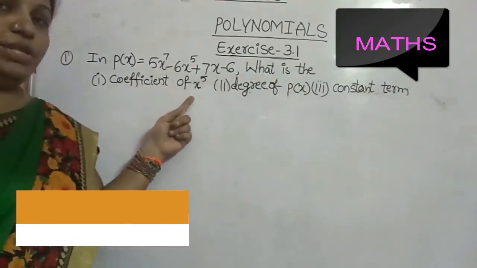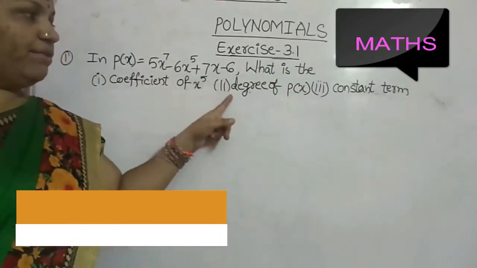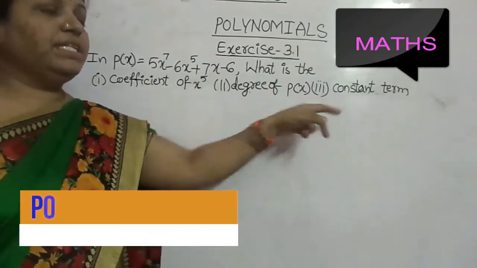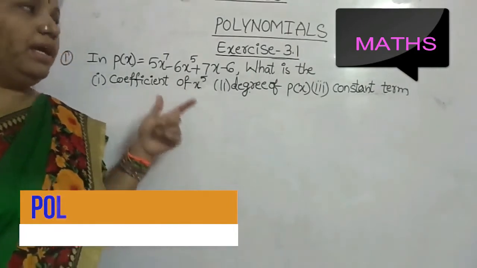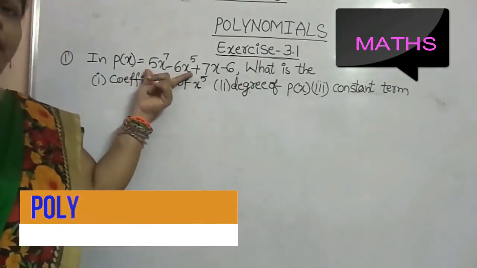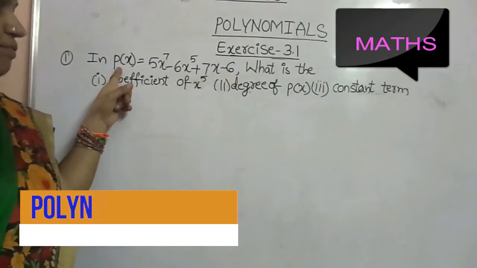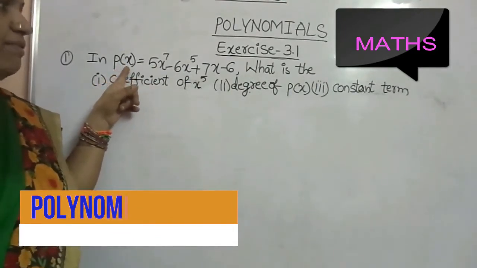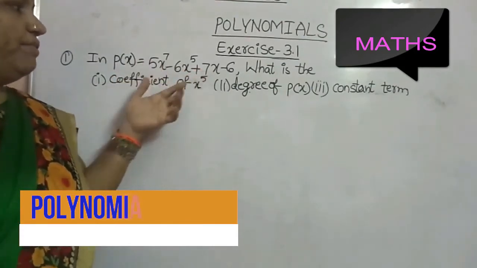Coefficient of x to the power 5. And the second question is degree of p of x. And the third question is constant term. Here one polynomial is given that should be represented with p of x. P of x means a polynomial which is in terms of x. And here we have three questions.